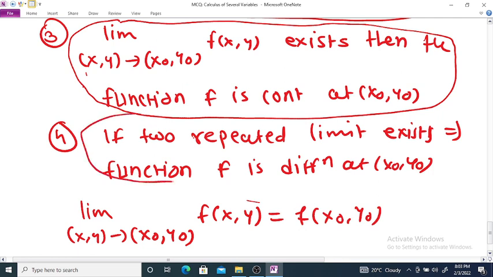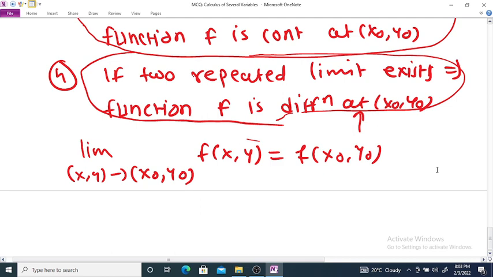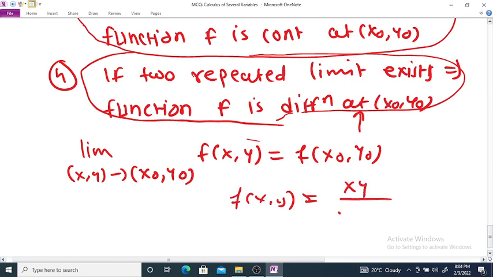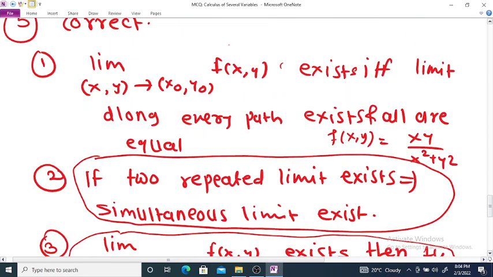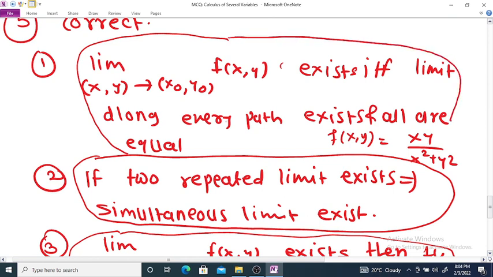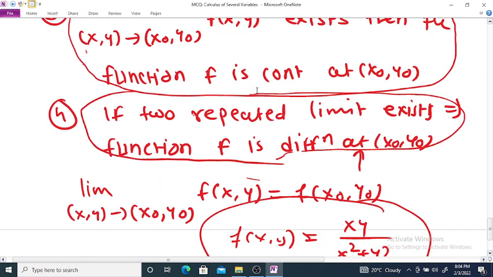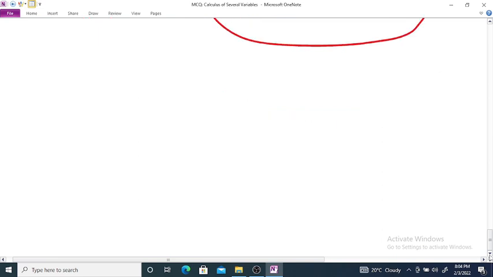Again, if the two repeated limits exist, then the function is differentiable at (x0,y0). This is not true, because if it is differentiable, then it is continuous. If we take f(x,y) equal to xy divided by x square plus y square, both the repeated limits exist, but this function is not differentiable because its limit does not exist. So the correct option is: the limit of f(x,y) exists if and only if the limit along every path exists and all limits are equal. Along every path we get the same limit.